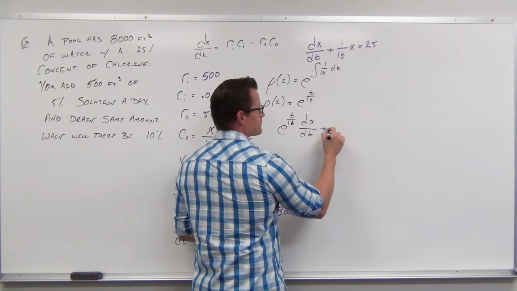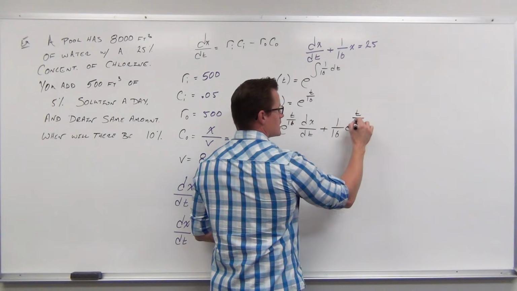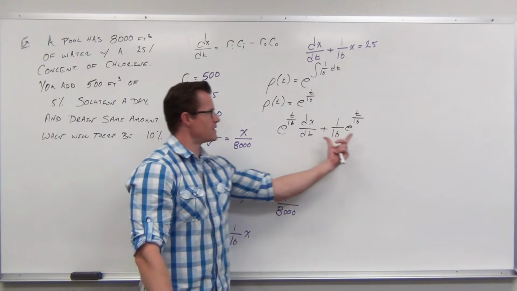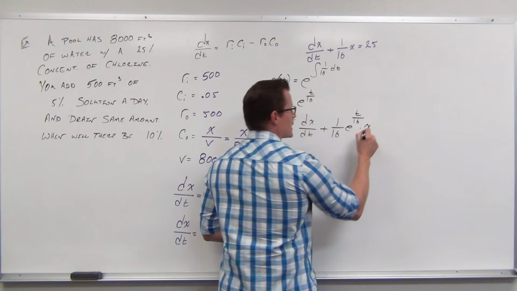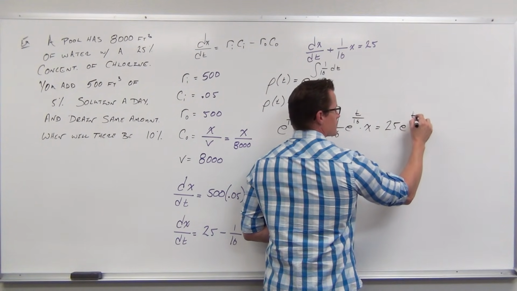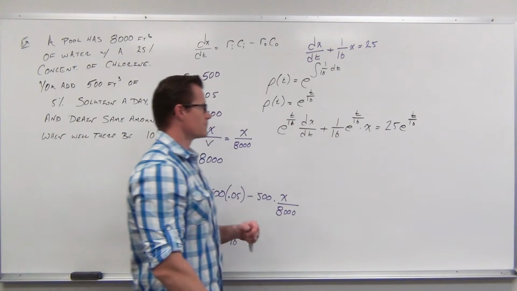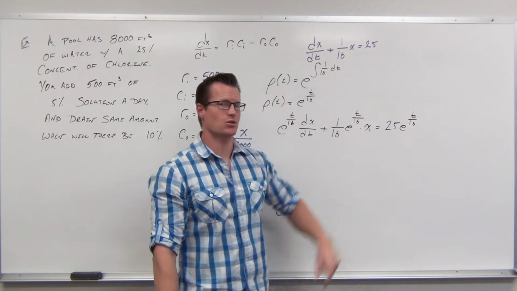We've got 1/16 e to the t over 16, which is really clear to see that this is the derivative of this. That's great. That's perfect for us. Times x, we don't want to forget that, equals 25 e to the t over 16. Also in this case, because we had a concentration in, this isn't zero.